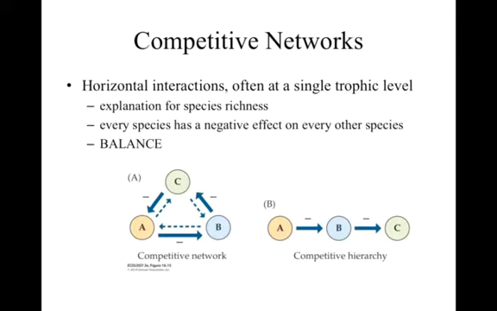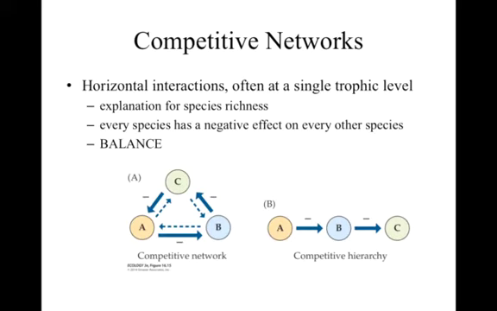So just like we can have these messy direct and indirect interactions in trophic networks, we can also have those in other types of interaction networks, something like a competitive network. So here we have horizontal interactions, not vertical, not feeding interactions, not trophic interactions, and typically these do occur at a single trophic level, like I said before, but they're really important, even though they're not feeding interactions. One of the reasons they are is that they often are used to explain species richness. So frequently we think of competition and competition networks as being the determinant of how many species can coexist together.